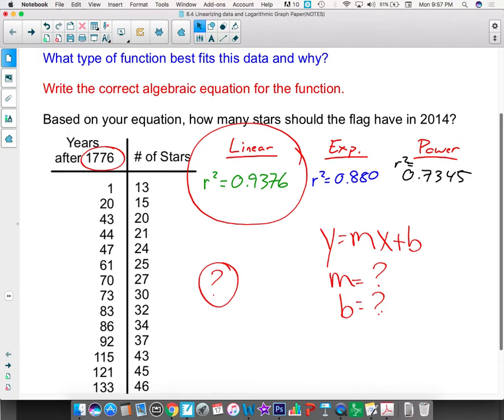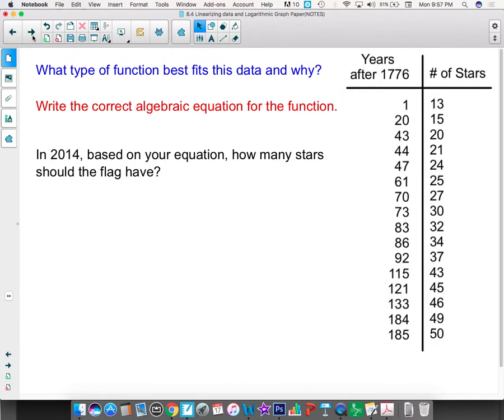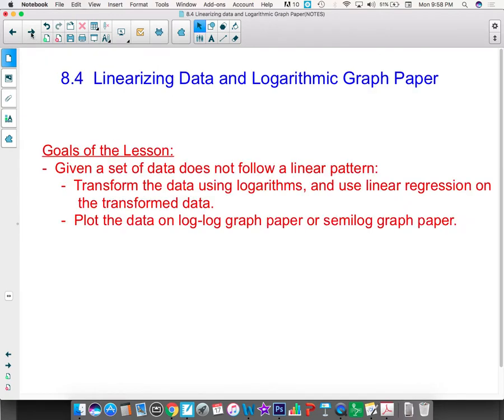Second slide is just another slide of all the data. Since I printed it off for you guys, I don't really need to go through that. But 8.4 is what we're doing today, and it's going to be a little different because we have different types of graph paper now in pre-calculus. So we are linearizing data and logarithmic graph paper.